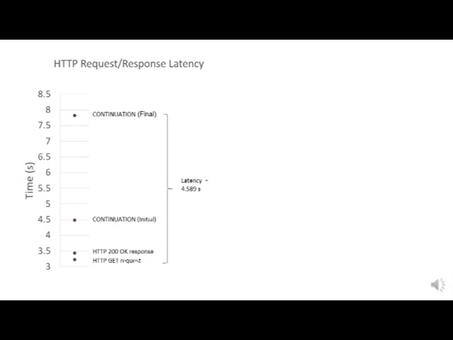So the HTTP response came as a series of continuation responses, basically because the file was too large to fit in a single TCP response packet. A continuation basically means that the file is still in the process of being downloaded.